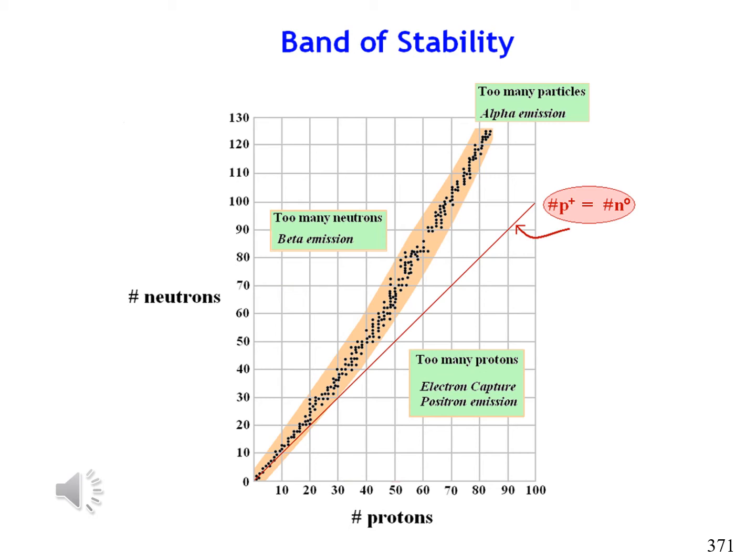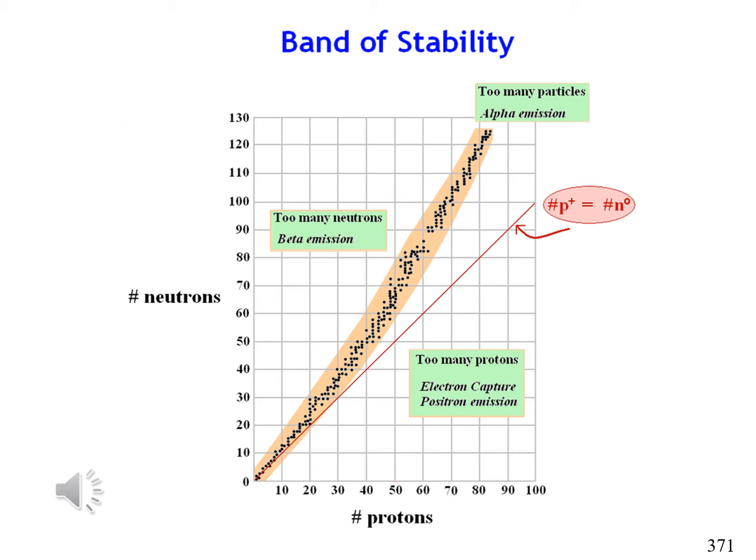Now, the line where the protons equal neutrons is in red, so you can see that it lies a little to the left, because most of the stable nuclei have a few more neutrons than protons. The thing that will make the element radioactive is if it has, for example, too many neutrons. If it lies to the left of the band, it will do the process called beta emission in order to get stable.